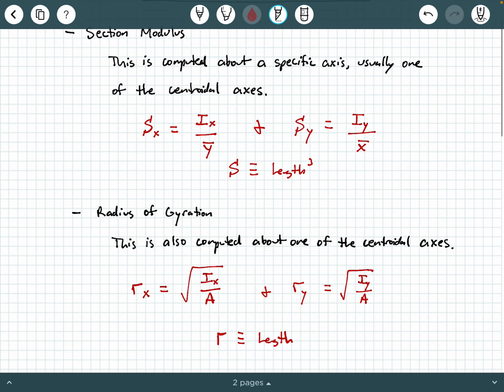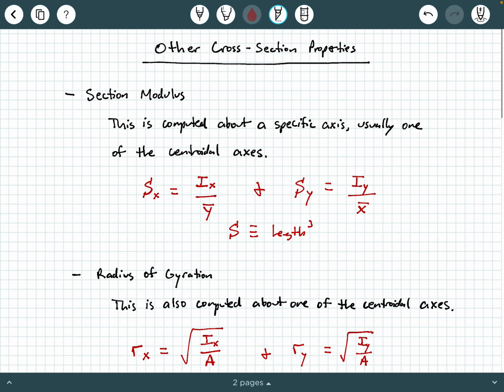So that concludes this overview of these other important cross-section properties that we're going to encounter in statics and mechanics of materials and some other design classes later on.